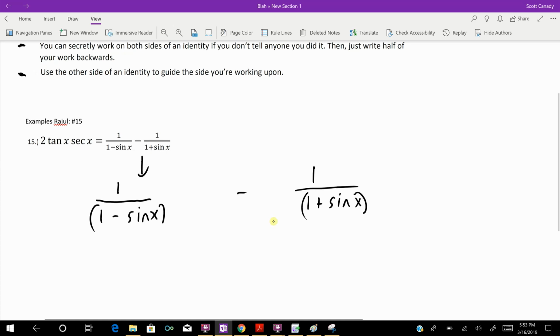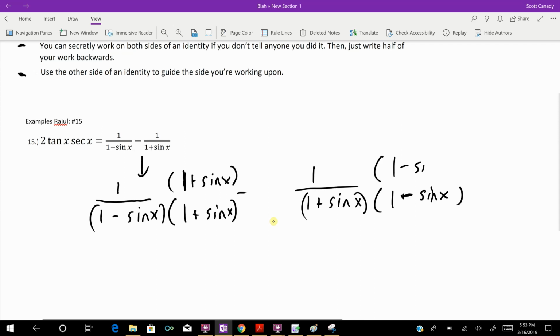And for those of you who guessed it, I'm going to get common denominators. So this is going to be 1 plus sine x over 1 plus sine x. And here I'm going to have to multiply by 1 minus sine x over 1 minus sine x.